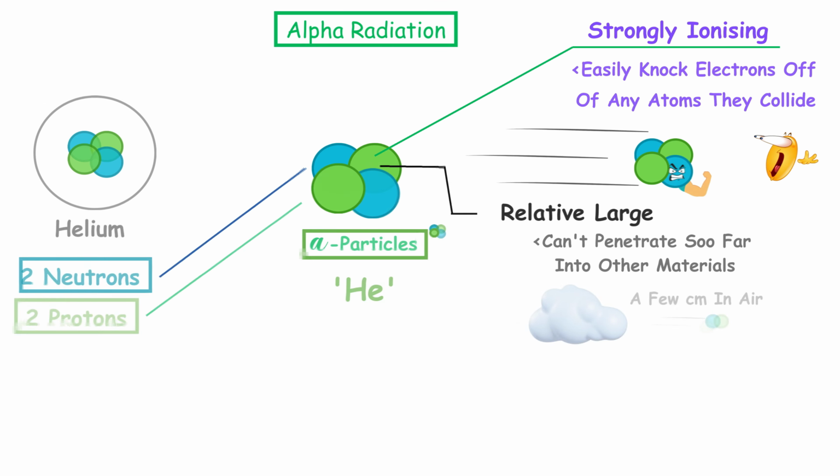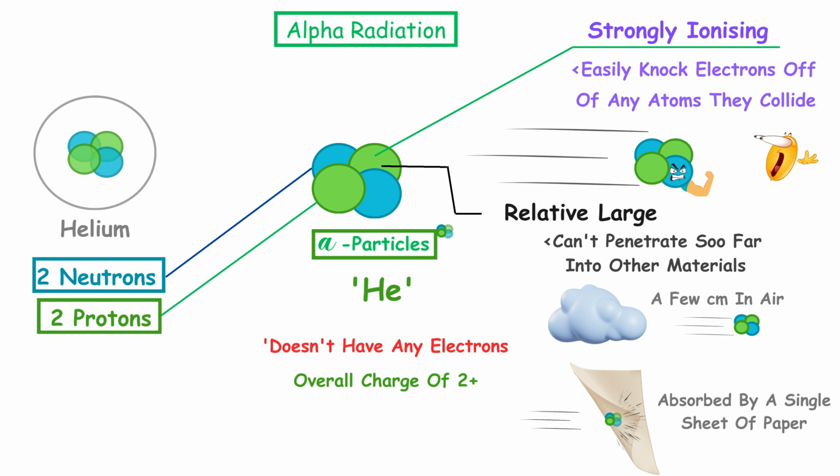Starting with alpha radiation. Alpha particles are made of 2 protons and 2 neutrons, the same as a helium nucleus, and are represented by helium's nuclear symbol, He. Alpha particles don't have electrons, so they carry a charge of +2.